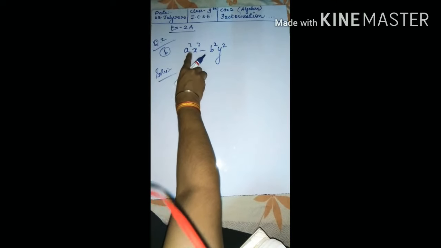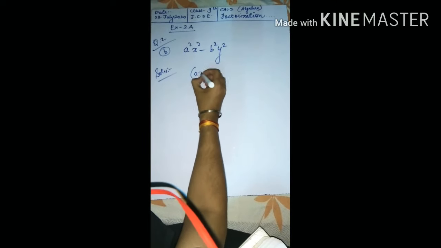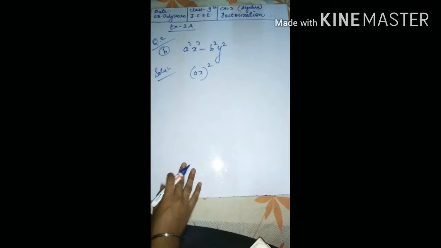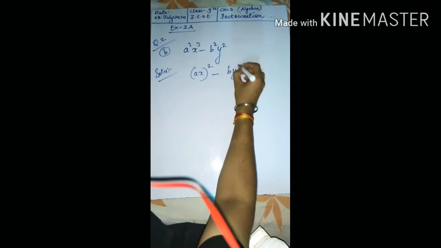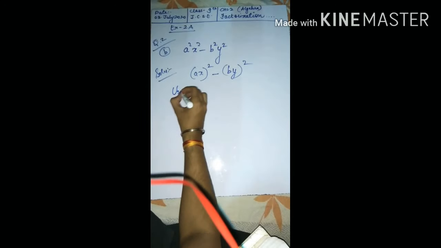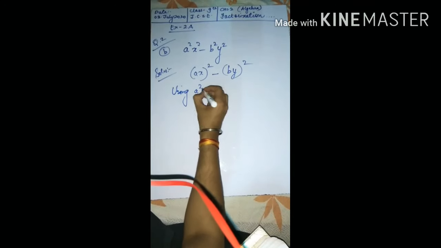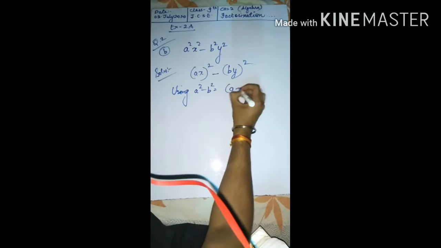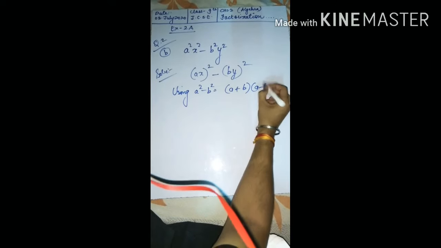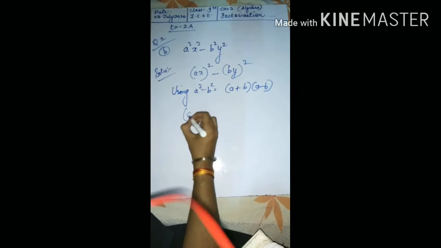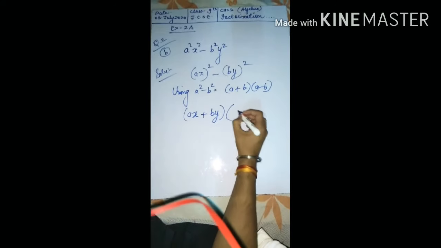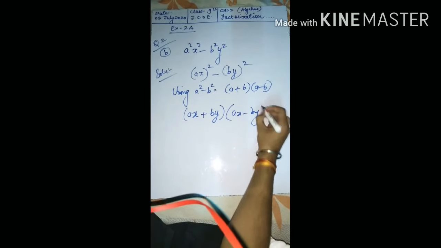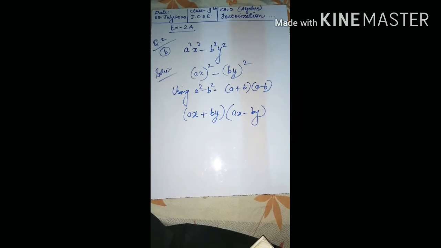How? This is also square, this is also square. Can we write ax the whole square? All right, see they both are square, so we can write by the whole square. Now you write using a square minus b square, which is a plus b, a minus b. In place of a we have ax, in place of b we have by, so ax plus by, ax minus by. That's it. So such easy questions are there.